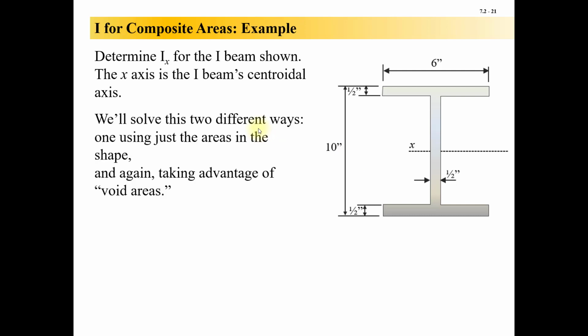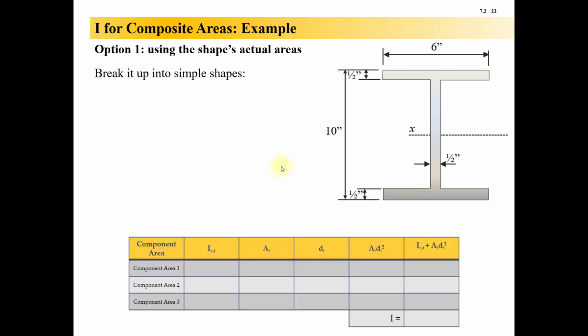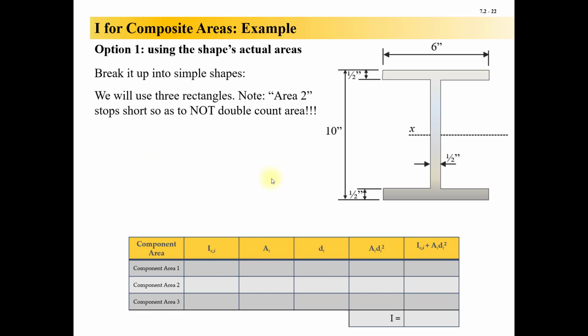We're going to solve this two different ways. We're going to do one with just using all positive areas, and then we're going to do it again, taking advantage of void areas, to see if we can make it any faster. Option one, we're going to use all positive areas, the actual area of the shape. We're going to break this up into some simple shapes. We're going to use 3 rectangles.